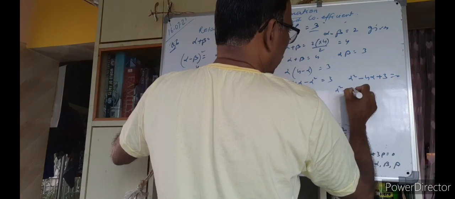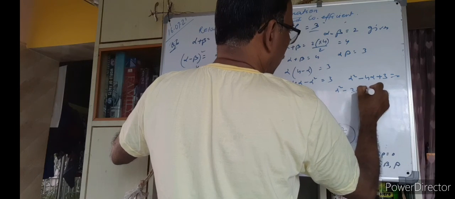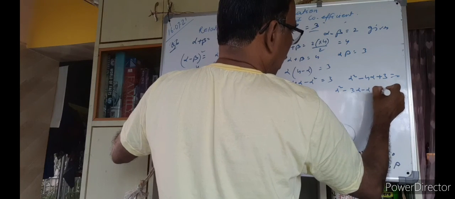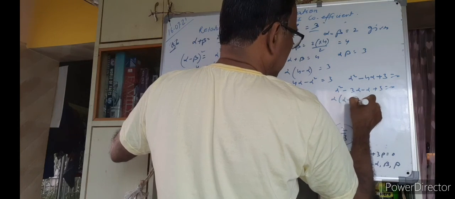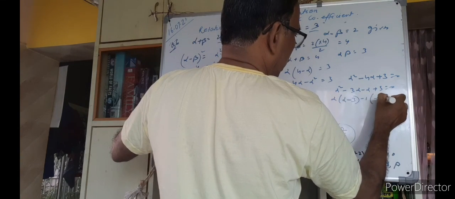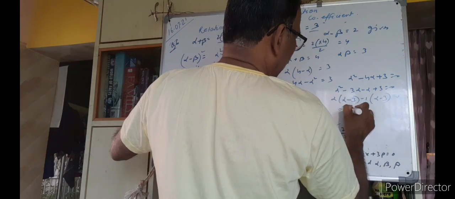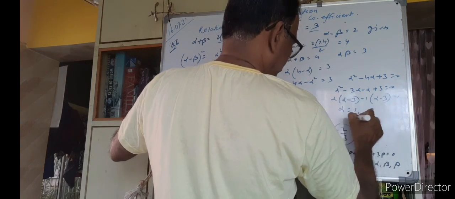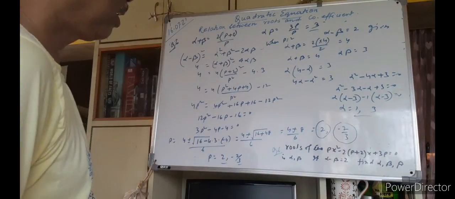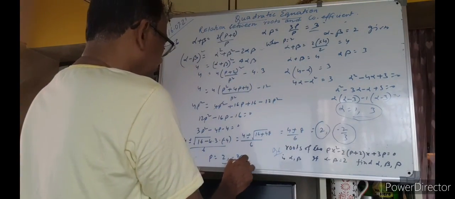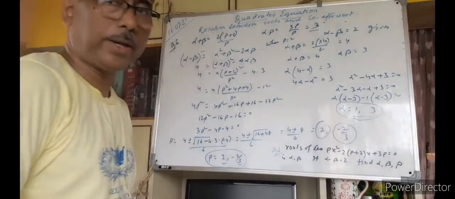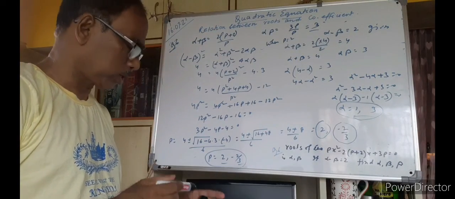That is alpha square minus 3 alpha minus alpha plus 3 equals 0. Alpha common, alpha minus 3, 1 common, alpha minus 3 equals 0. Now alpha equals 1 and 3. The value of alpha is 1 and 3, and the value of p is 2 and minus 2 by 3. That's all about your sums.